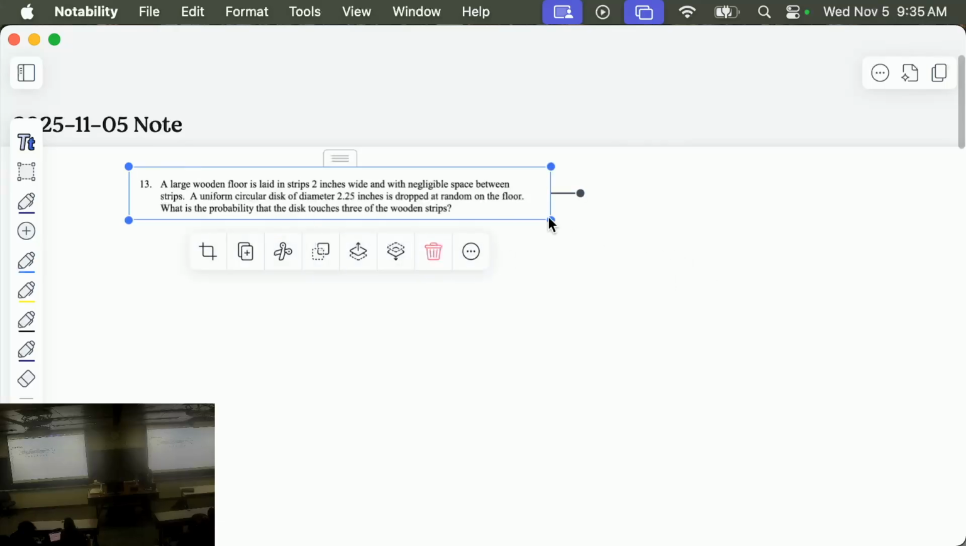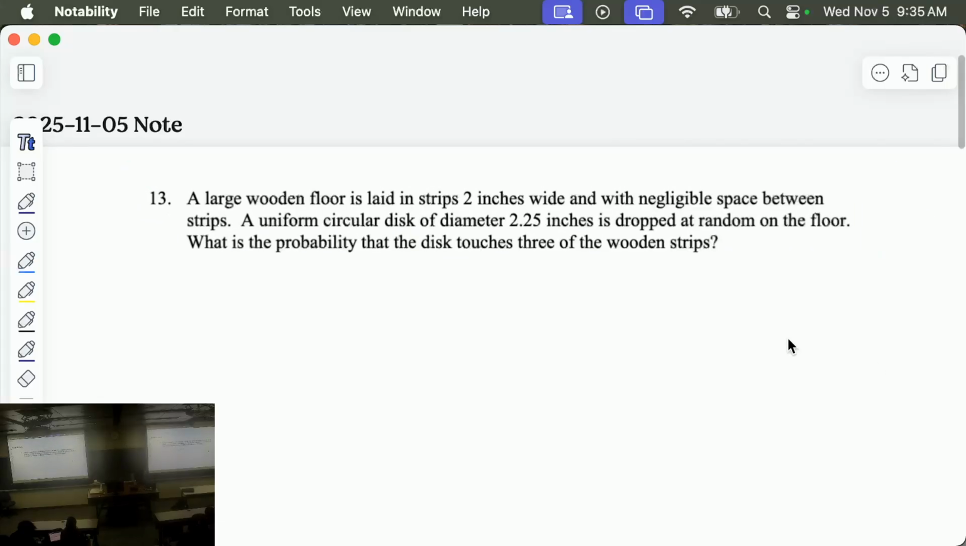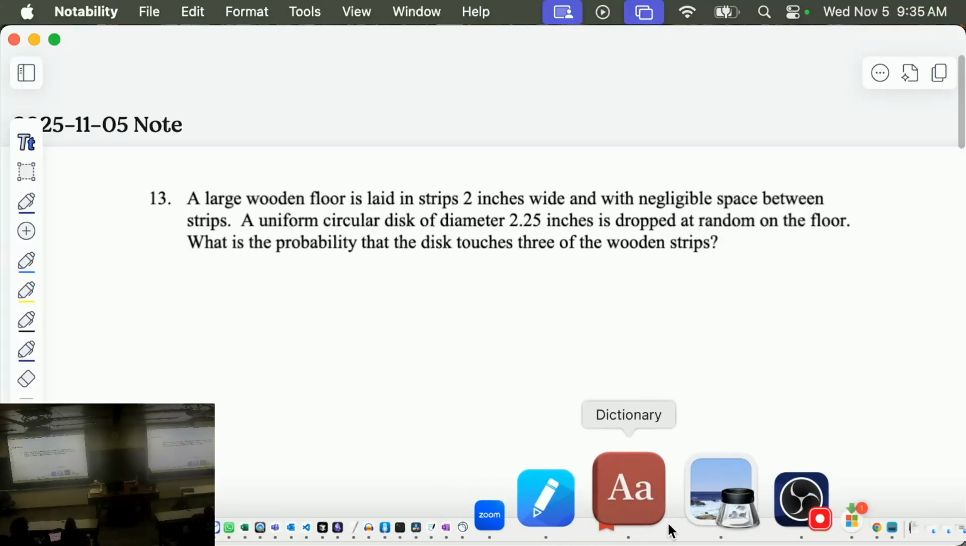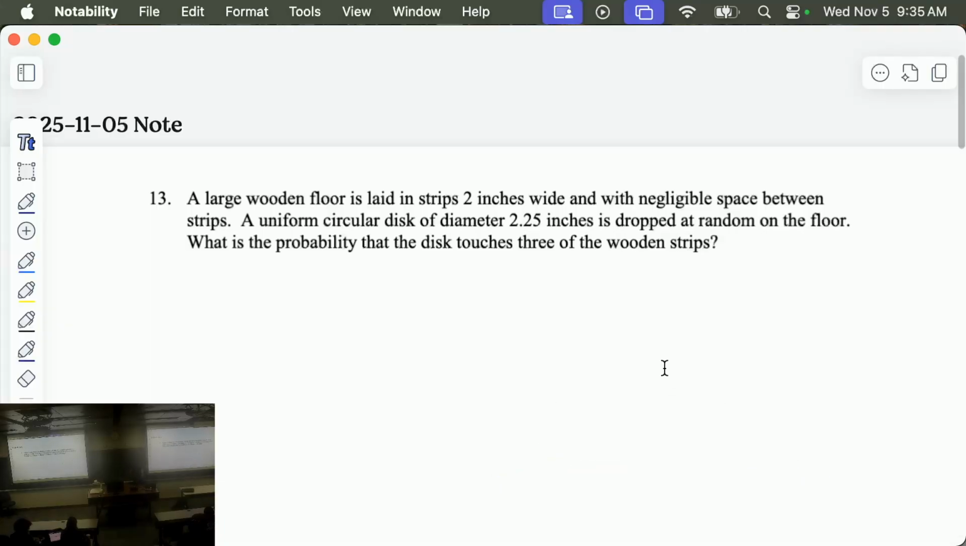So there's a question. A large wooden floor is laid with strips 2 inches wide and with negligible space between strips. A uniform circular disc of diameter 2.25 inches is dropped at random on the floor. What is the probability that the disc touches 3 of the wooden strips? My first reaction is I have no idea what to do, but nevertheless I can draw a picture.